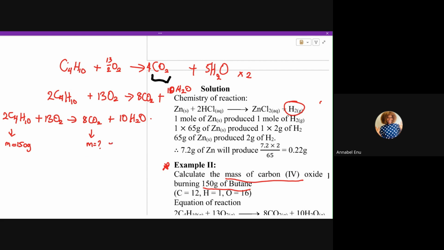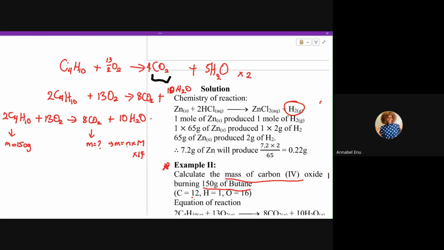Okay, and then what else? How do we find the mass? We know that mass is equal to number of mole times molar mass. And what will be our molar mass of CO2? CO2 means C plus O, right? Which is 12 plus O is 16 plus another 16. When I calculate 12 plus 16 plus 16, it is 44. So the molar mass of carbon dioxide is 44. So we write our 44.